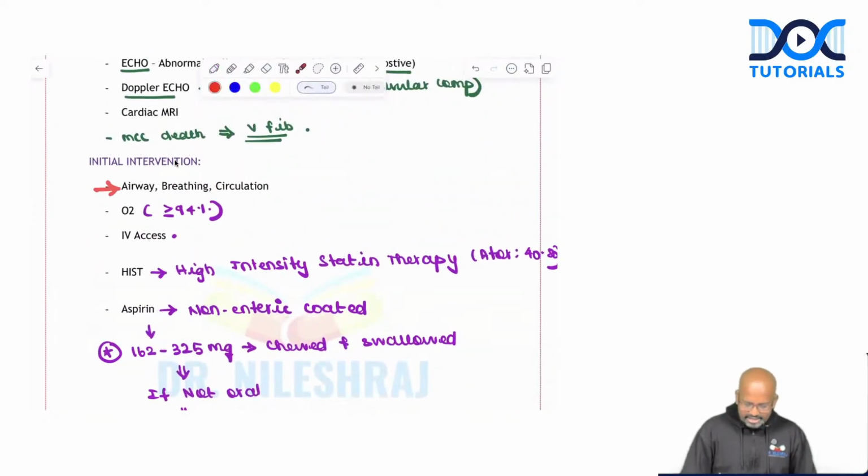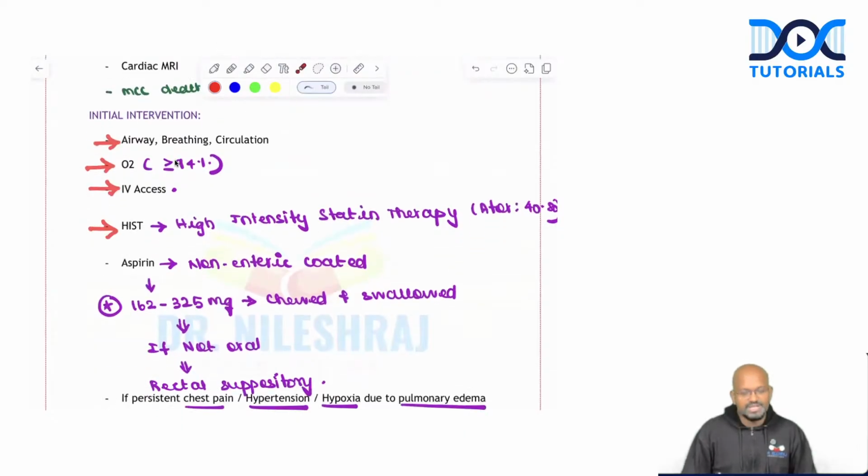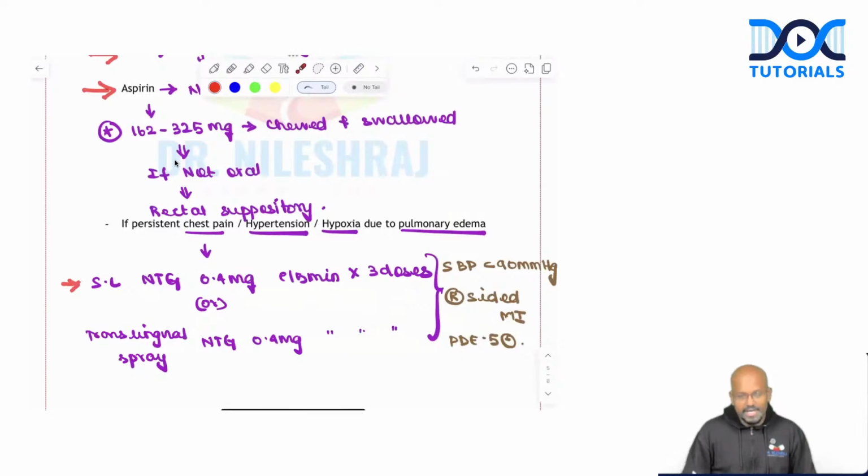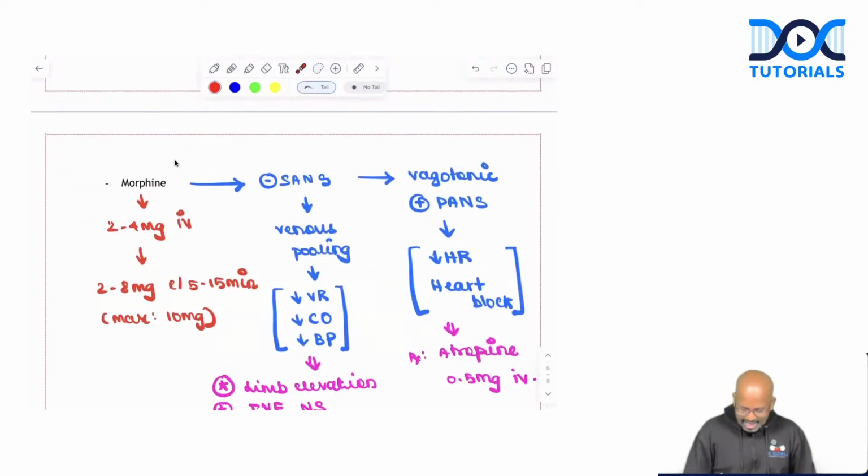Airway, breathing, circulation, saturation has to be maintained, IV access, HIST, which is high intensity statin therapy, aspirin, the drug dose which we give, sublingual nitroglycerin. Please make sure that the blood pressure is normal and the right-sided MI is not there for the patient. And morphine can be administered for the pain management.